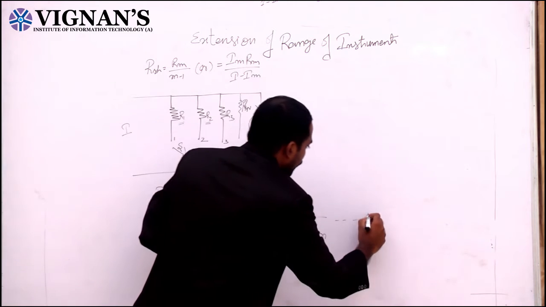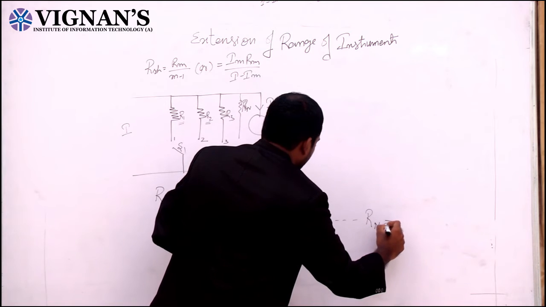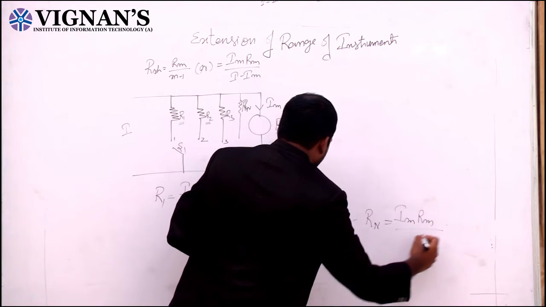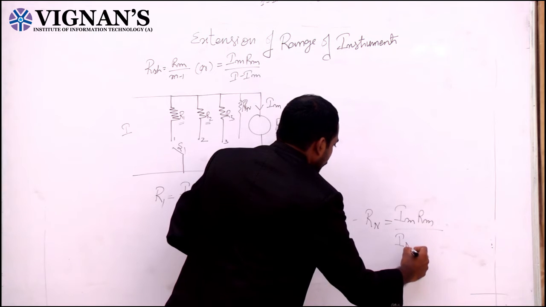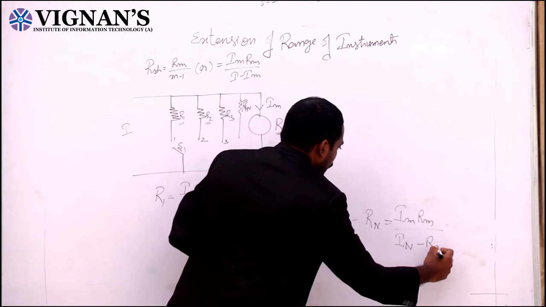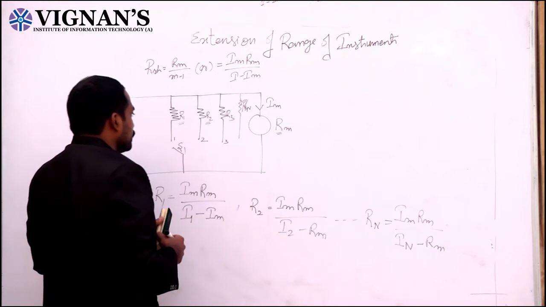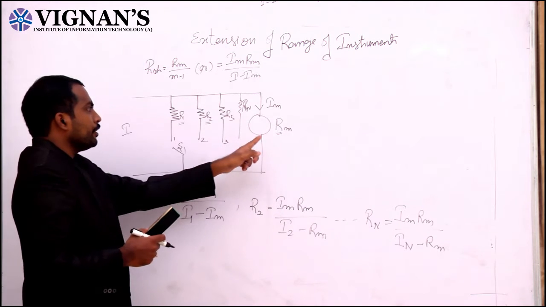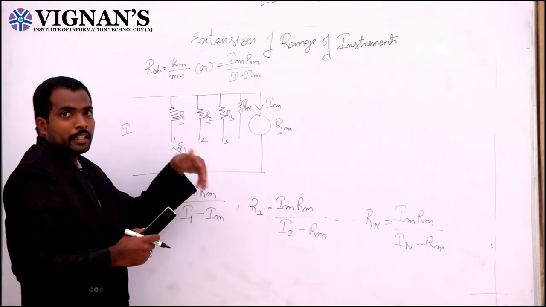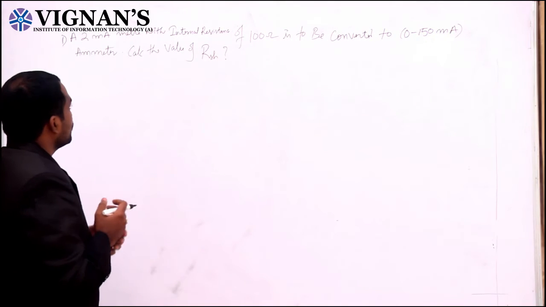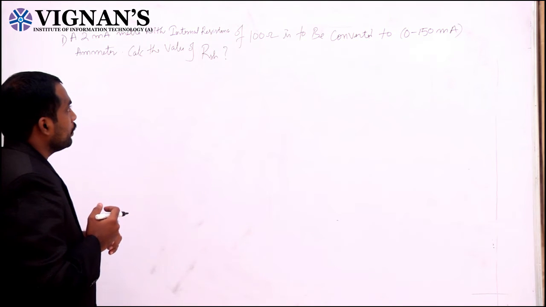what will be the value of Rn? Rn will be equal to Im Rm by In minus Im, right? So this is the value of your unknown resistance which has to be placed in parallel with your meter in order to increase the range of your ammeter. Okay. Now we will discuss a problem on extension and the range of ammeter.